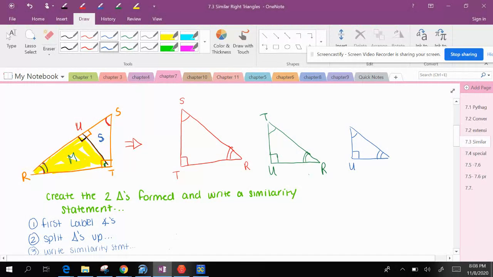All right, U is my right angle. My 1 tally is given to me, it's S. So that means this side of T must be 2 tallies.